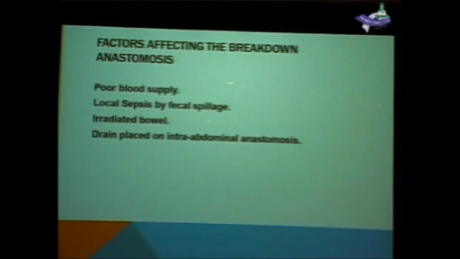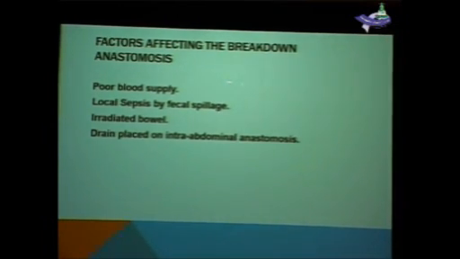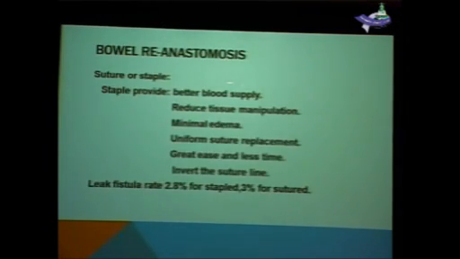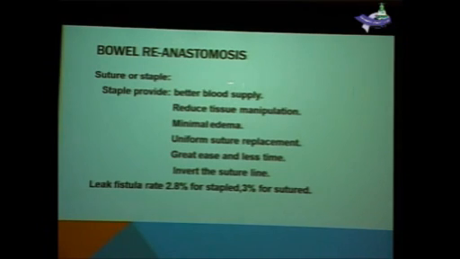Factors affecting the breakdown of anastomosis: poor blood supply, local sepsis, irradiation, drains on intra-abdominal anastomosis.